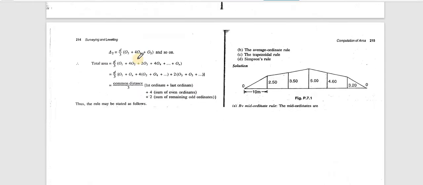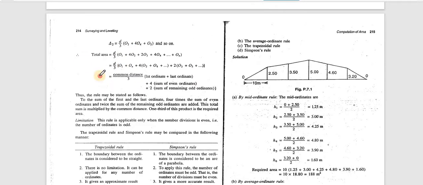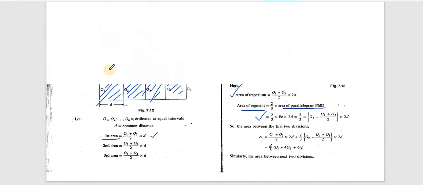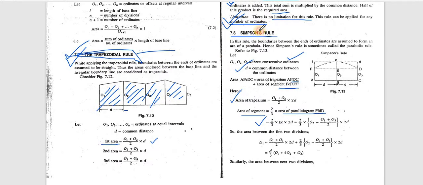So the final formula for the rule is: common distance by 3 into first ordinate plus last ordinate plus 4 times the sum of even ordinates and twice the sum of your odd ordinates. This is the formula for your Simpson rule, and this is for your trapezoidal rule.